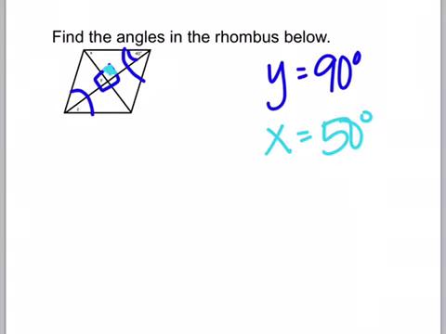And now looking at z, I can see that z and 40 are alternate interior, which means z is also equal to 40 degrees.